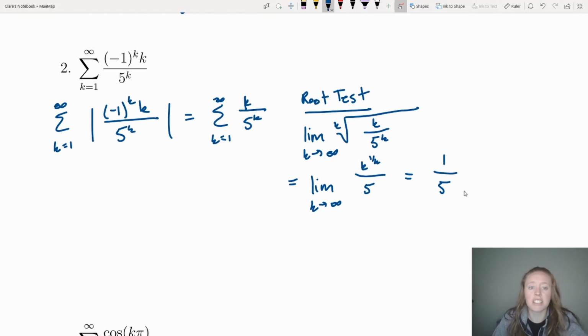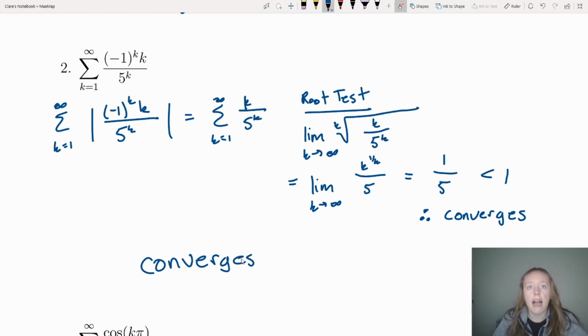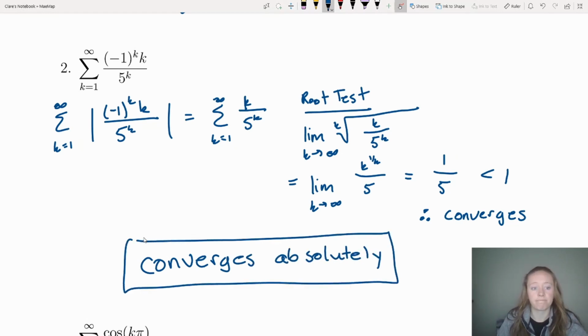Well, the limit is equal to 1/5, which is less than 1. Therefore, I know that this series is going to converge. So because the absolute value of this series converges, this overall series converges absolutely. So we converge absolutely for number 2.